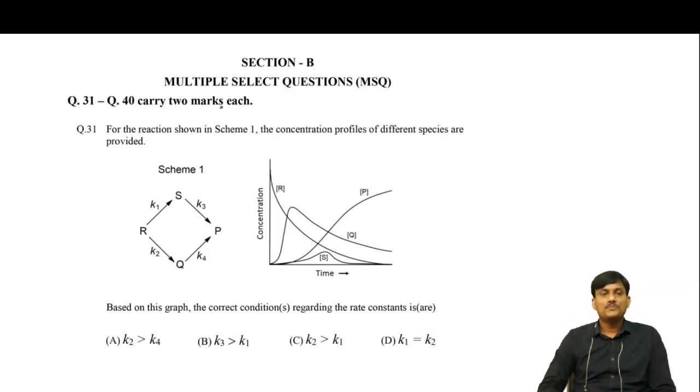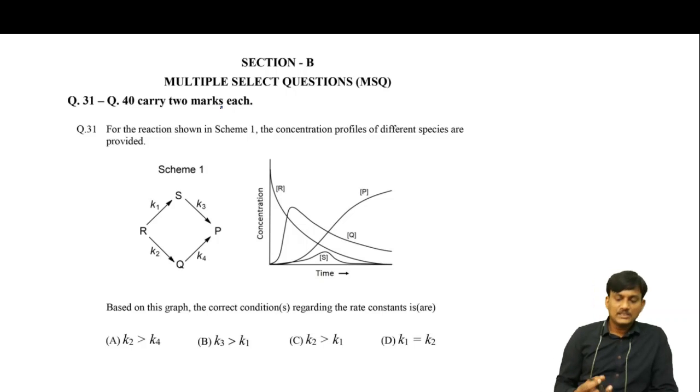In this video, I will explain questions from 31 to 40 in JAM 2020 question paper. In section B, we have multiple selection questions and each question carries 2 marks. Let us take question number 31.